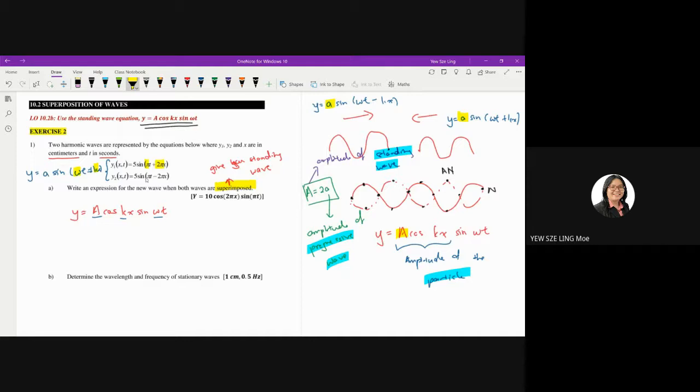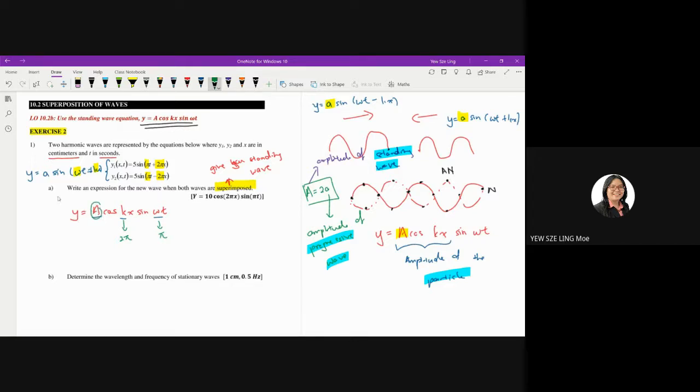It doesn't matter which equation you're looking at, they have the same omega and the same k, whether progressive wave or stationary wave. They have the same frequency and the same wavelength, but different amplitude. So by comparison, we have k equals 2 pi, and omega equals pi.